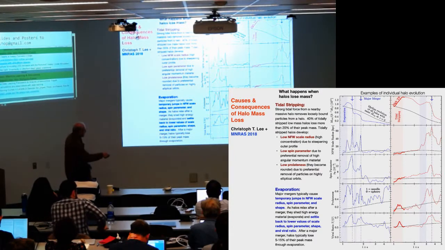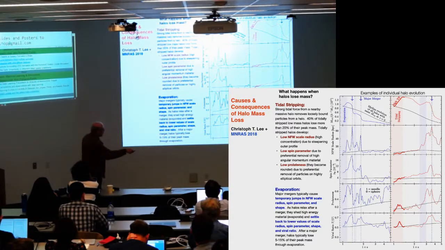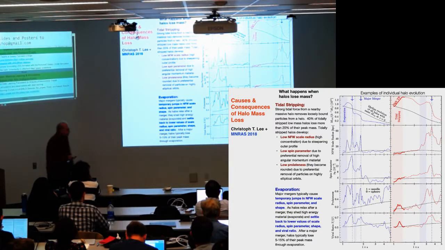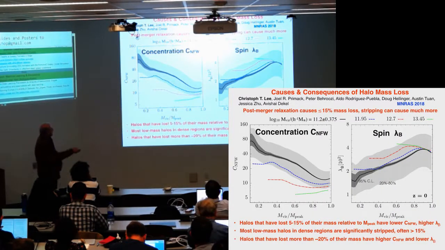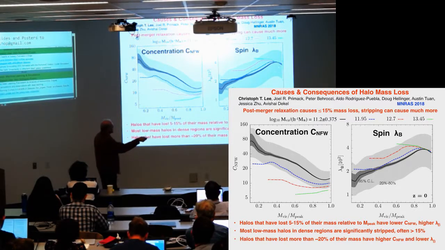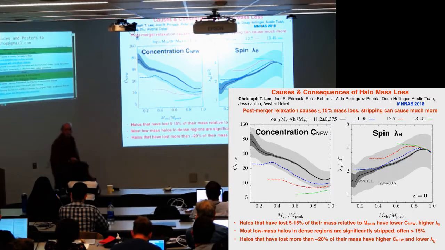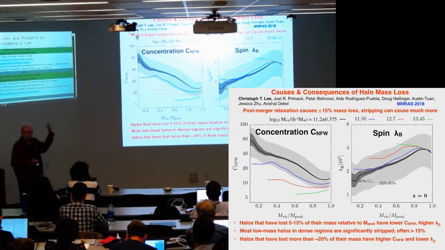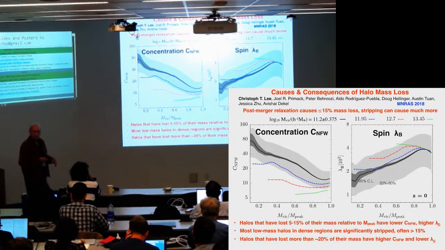There's the relaxation. This is the kinetic to potential energy ratio in a major merger that goes up and then comes back down. So to summarize, concentration, if a halo loses a little bit of mass, goes down, and if it loses a lot of mass, which only happens in stripping, it goes way up. Spin parameter works the other way. Many, many more details of what happens to halos as a result of both merging and the relaxation after merging and during tidal stripping are discussed in this paper.